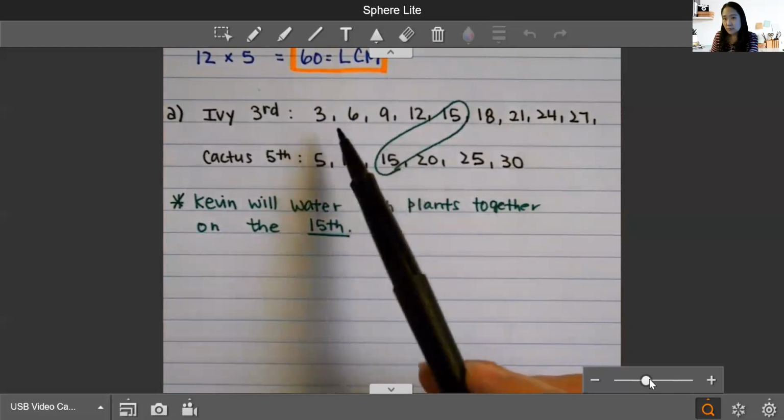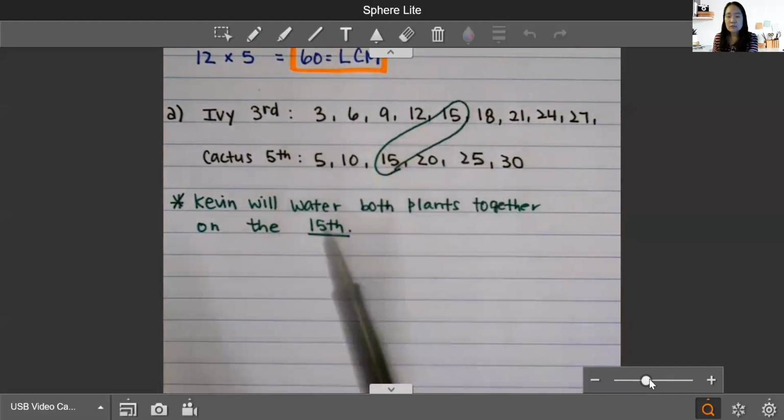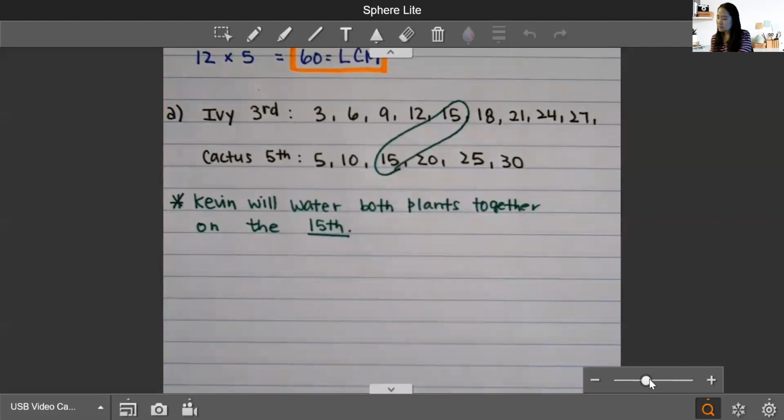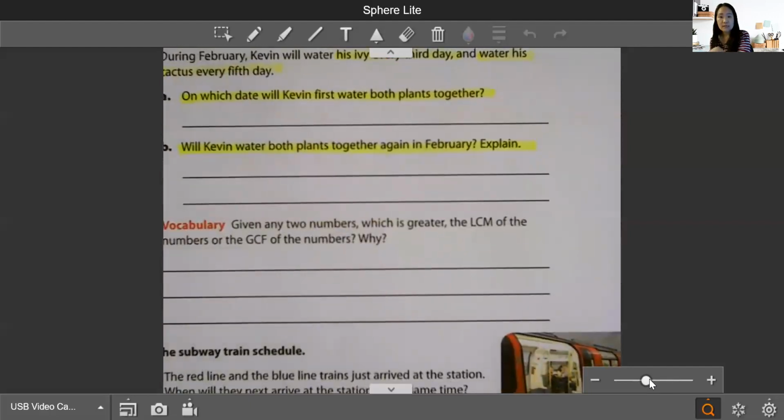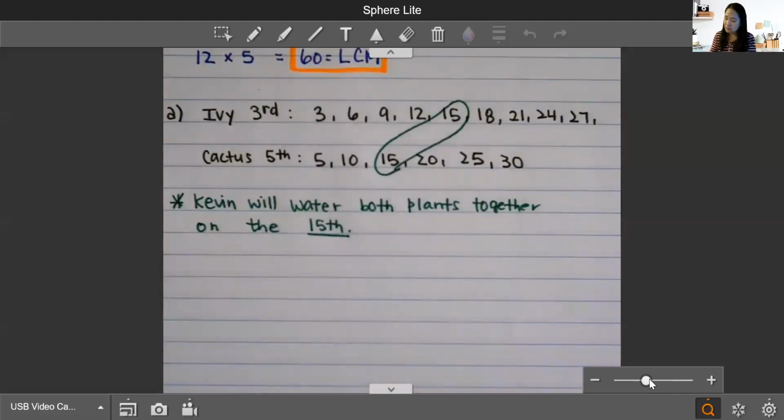The least common multiple of 3 and 5 is 15. What that means is they're going to be watering both plants together every 15 days, which means the next time they're going to water both plants together is technically going to be the 30th. And then the next time will be the 45th day, and so on and so forth. Now, the question is, will Kevin water both plants together again in February? And the answer to that is actually no.